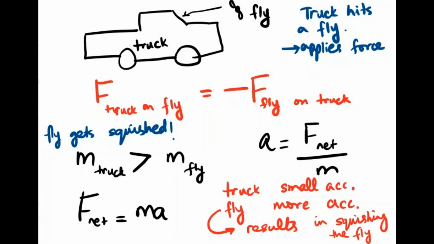Now let's put a number for the forces and try to understand. If we say that there's some force from the truck, 5 newtons on the fly, it's a lot to squish the fly. But the 5 newtons on the truck from the fly is not a lot, and there is an effect of this force that changes the motion a little bit, as you can see from the acceleration.